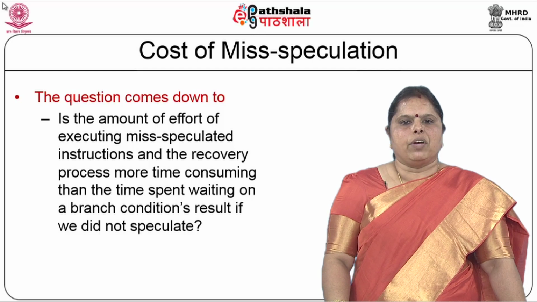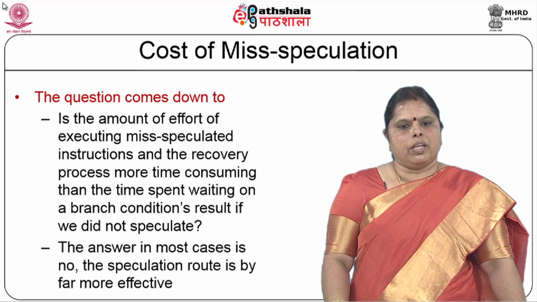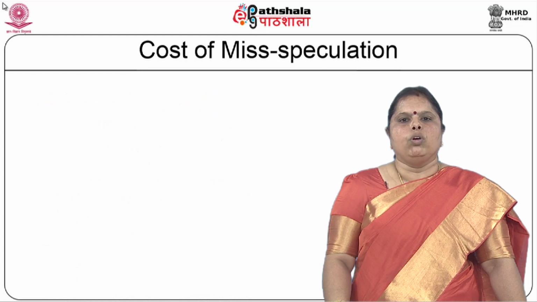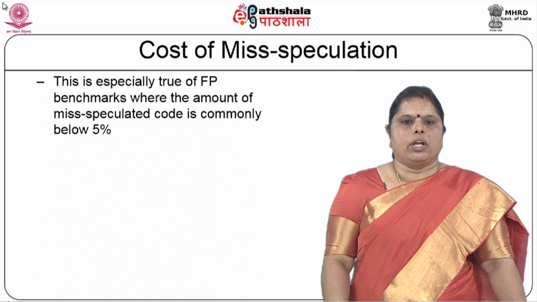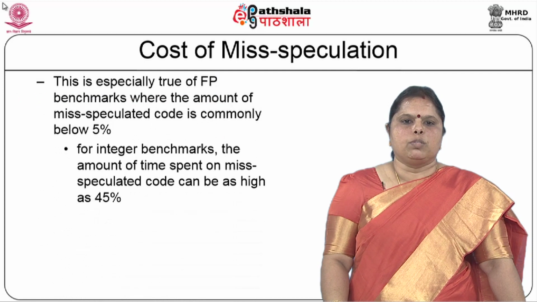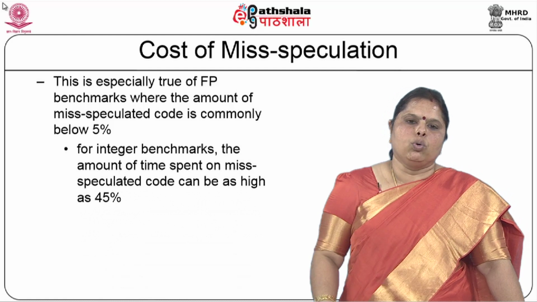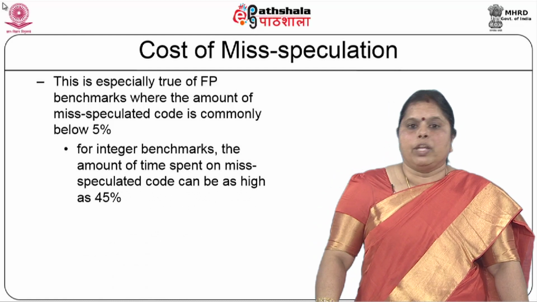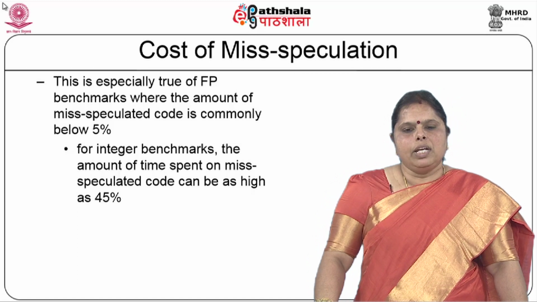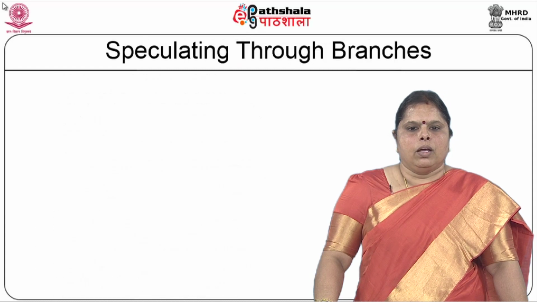But normally we find that predictions are very effective, and speculative execution is very effective. So, we normally go in for speculative execution. Particularly with floating point benchmarks, the result is very good because your misspeculated code is only about 5%. With integer benchmarks, the misspeculation is a little high.